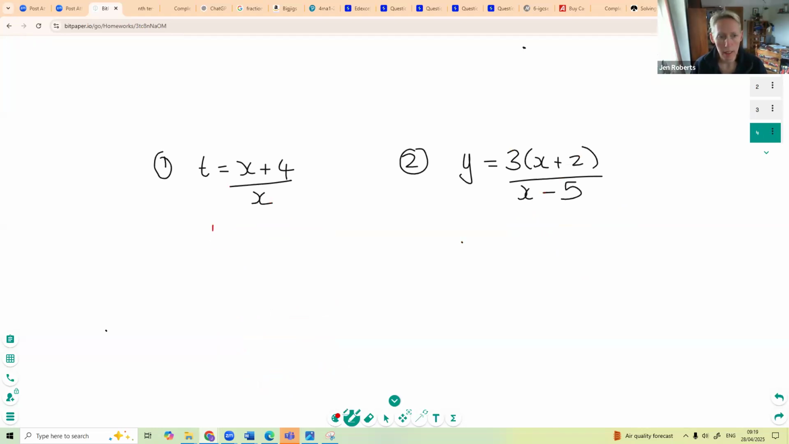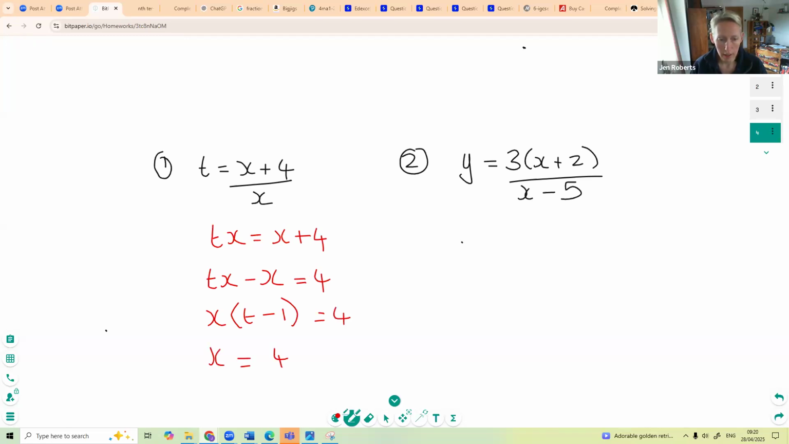Times both sides by x. Bring everything with an x to the left-hand side by taking an x off both sides. Factorize. Divide both sides by t minus 1. If you have done this the other way round, you may have got x is equal to minus 4 over 1 minus t. Also correct.